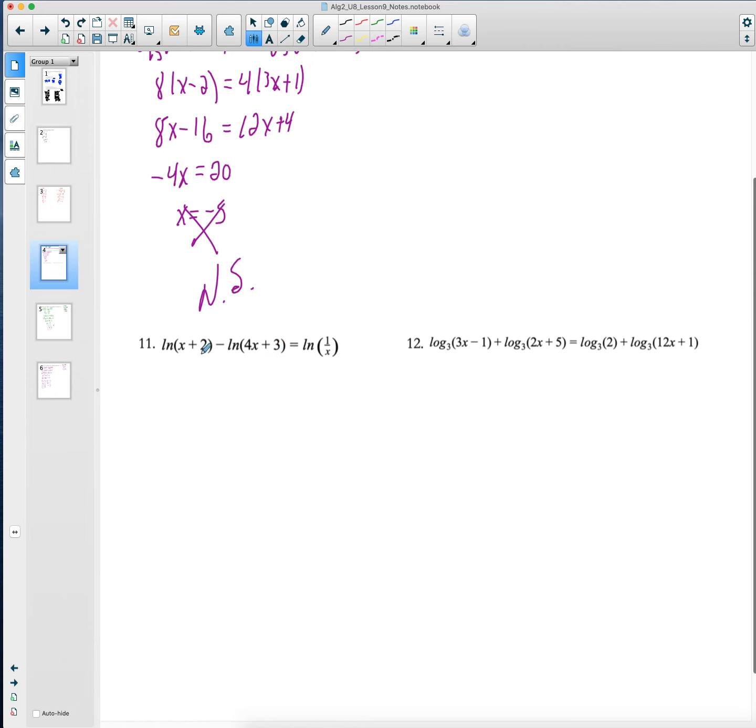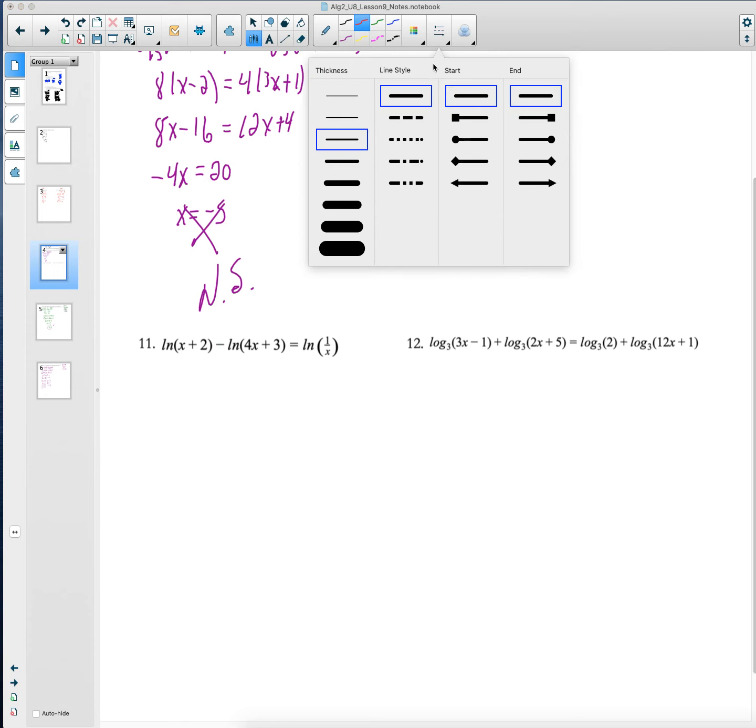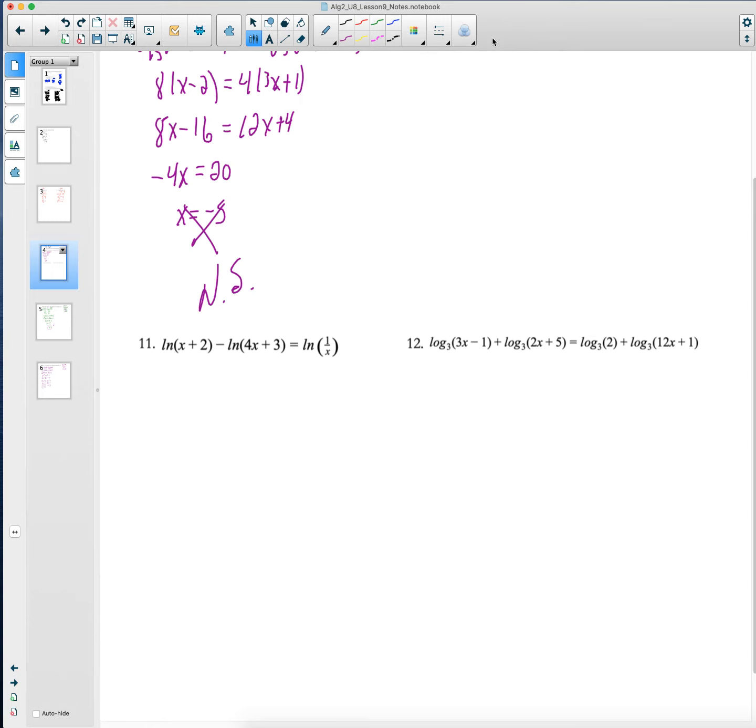I have 2 on the left, 1 on the right. So what I want to do now is use my properties to condense that left side to 1 logarithm. Now, once again, it's subtracting 2 logarithms of the same base, so that's going to be my quotient property. So I'm going to have natural log, and if I use that quotient property, I'm going to have x plus 2 divided by 4x plus 3, and that's going to equal the natural log of 1 divided by x.